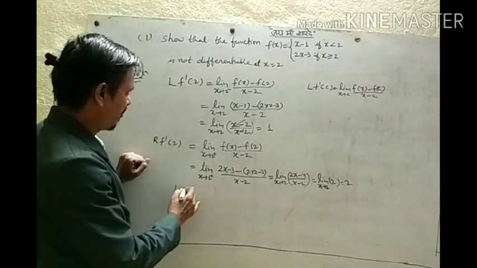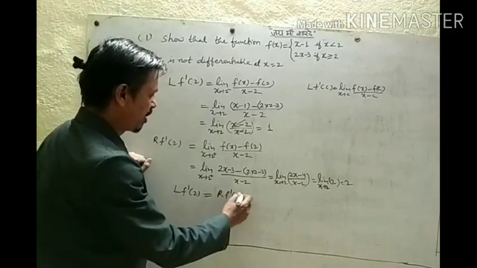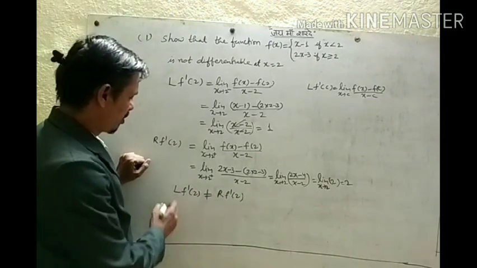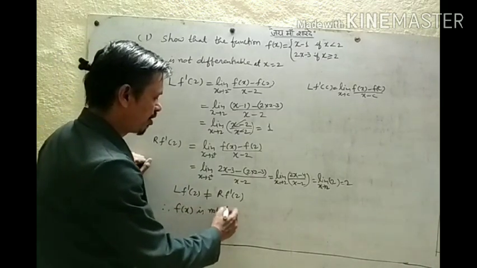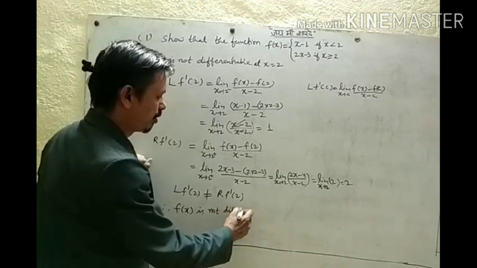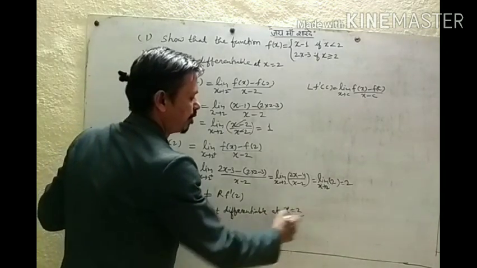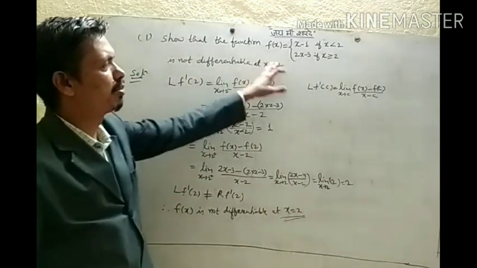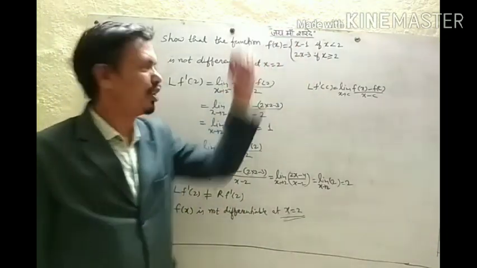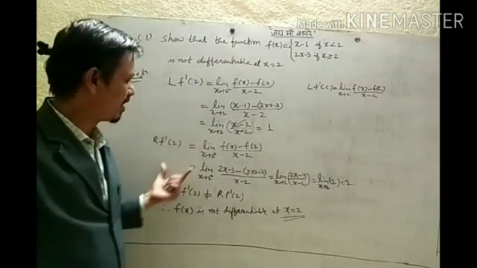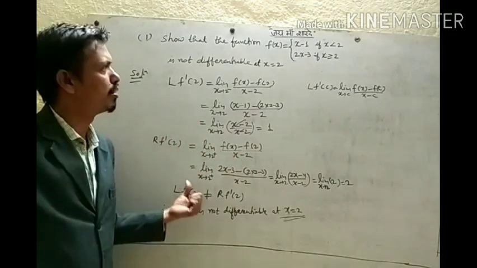So the left hand derivative is 1, the right hand derivative is 2. Since the left hand derivative and right hand derivative of the function at 2 are not equal, therefore f of x is not differentiable at x equal to 2. Okay, this function is not differentiable at x equal to 2. So if you want to find whether a function is differentiable at a point or not, find its left hand derivative and right hand derivative. If both are equal, the function will be differentiable, otherwise it will not be differentiable.